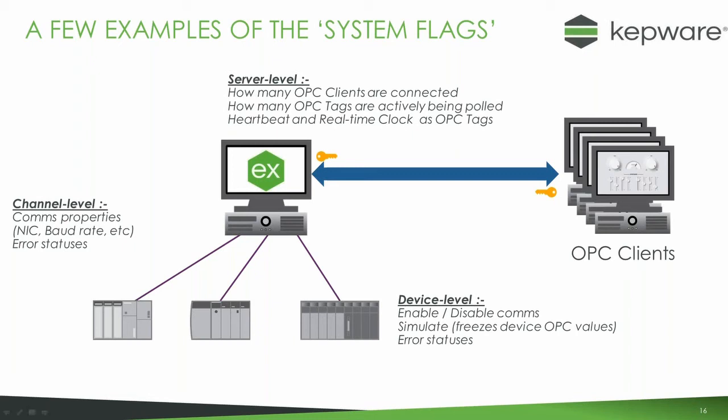Some people actually use the system level device tags and draw a topology diagram of their network, and then overlay on top of that diagram the error statuses, the enable and disable, and the simulate buttons on top of the PLCs, so they can do a network management page based upon these device level tags.